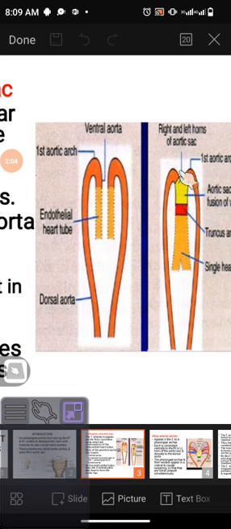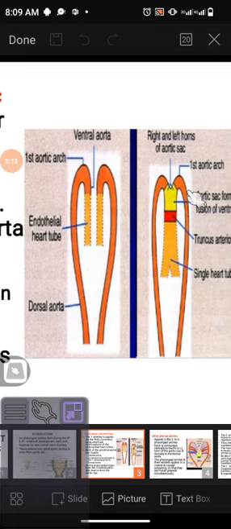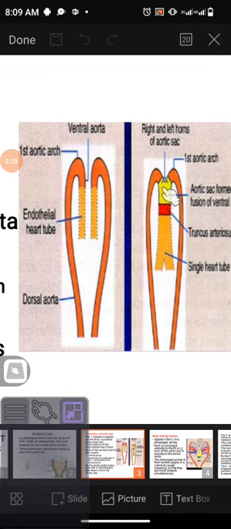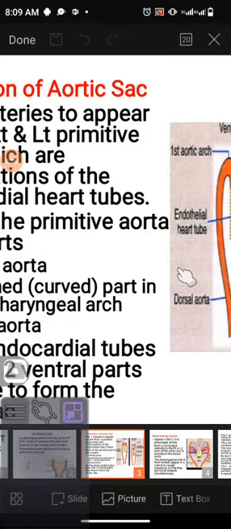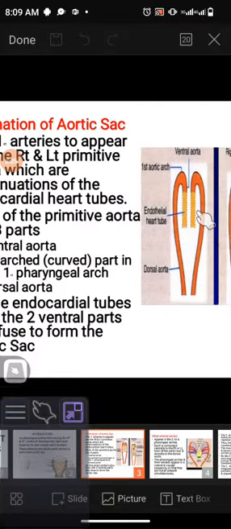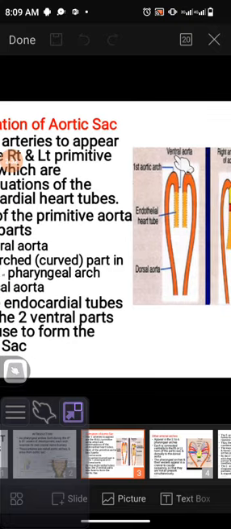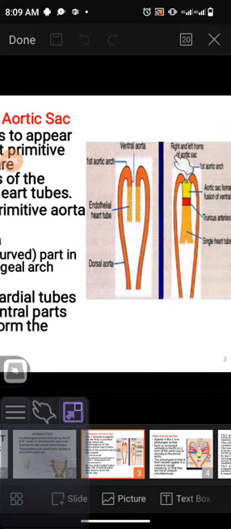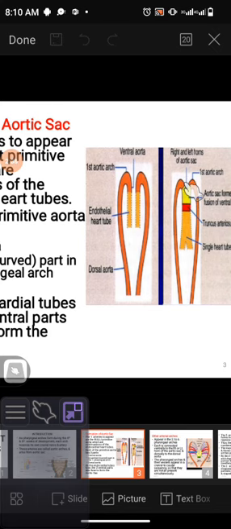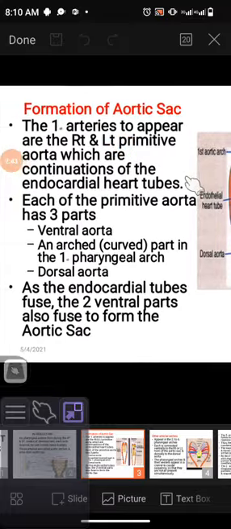So the remnant will now be the ascending aorta, the arch, and the descending aorta. You can see, once they fuse together, they dilate, they divide. This is the aortic sac, truncus arteriosus, and this can be our sinus venosus. Okay. So after the aortic sac forms, what happens? You see that we already have our first pair of primitive aorta. These are the first pair of primitive aorta coming off from the aortic sac. Okay.